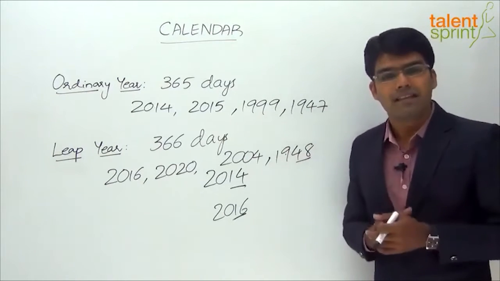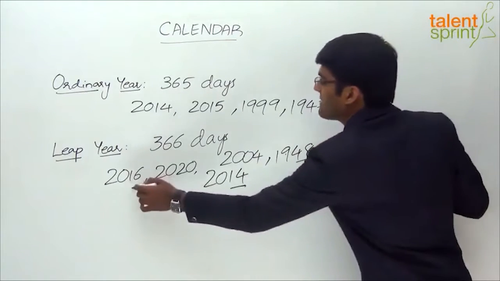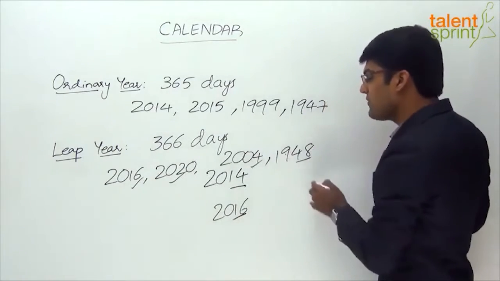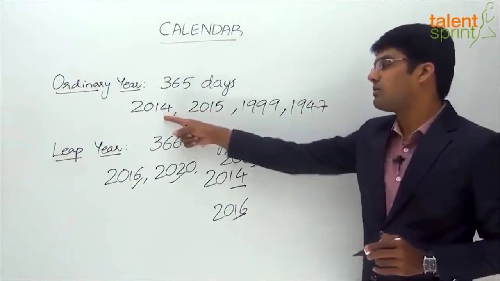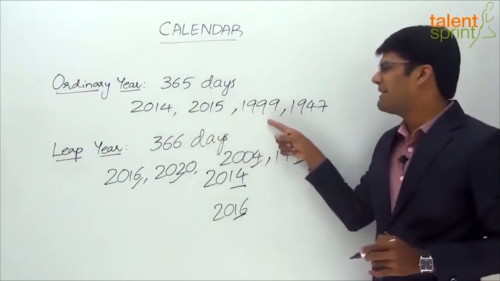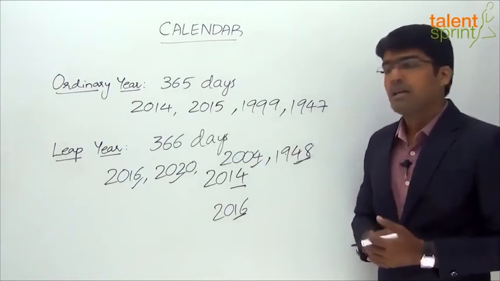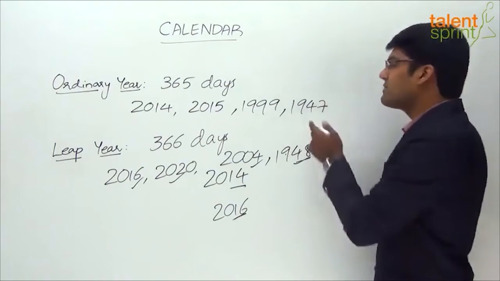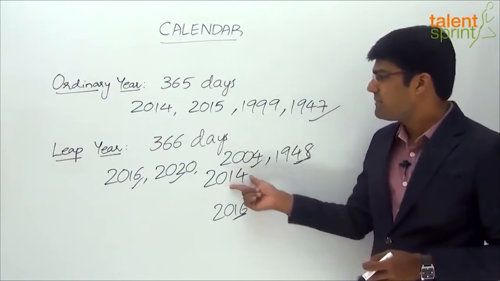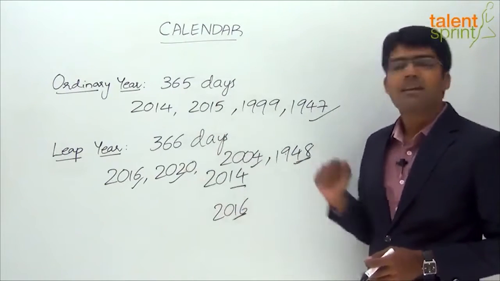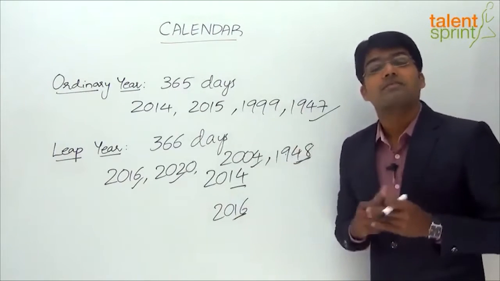So the simple point here is, if the given year is divisible by 4, then it is a leap year, like in all these cases, 2016, 2020, 2004, 1948 and so on. And if it is not divisible by 4, 2014, 2015, 1999, 1947 or any number for that matter, then it is an ordinary year. Right? So 2014 becomes an ordinary year, 2016 becomes a leap year. But remember, this rule is not applicable for century years.